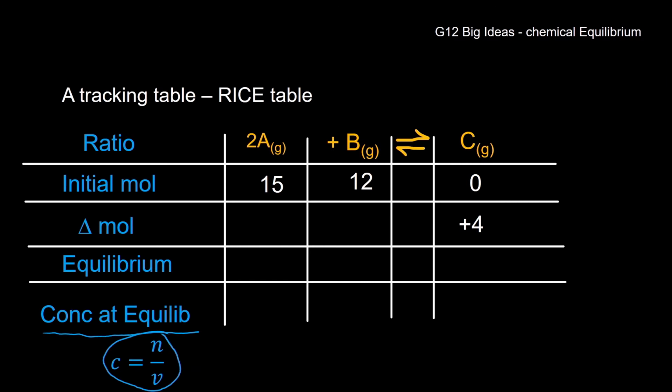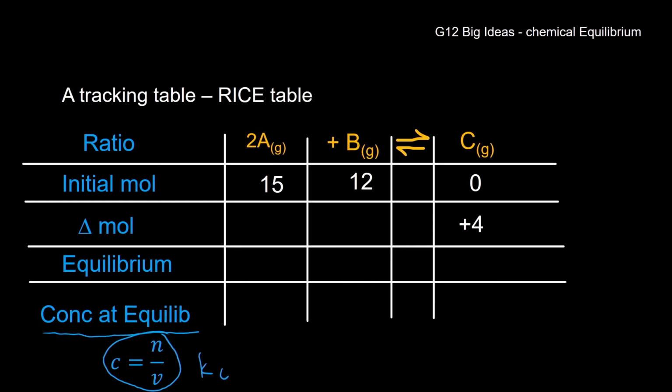Concentration is equal to number of moles over volume, and concentration at equilibrium is where we get our Kc value from. So that is where Kc fits in. We're looking at the concentration of the substances when they have reached equilibrium.